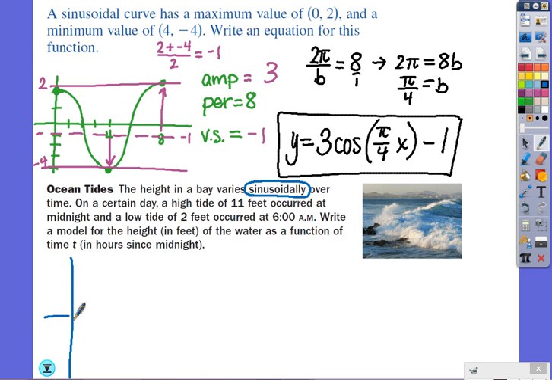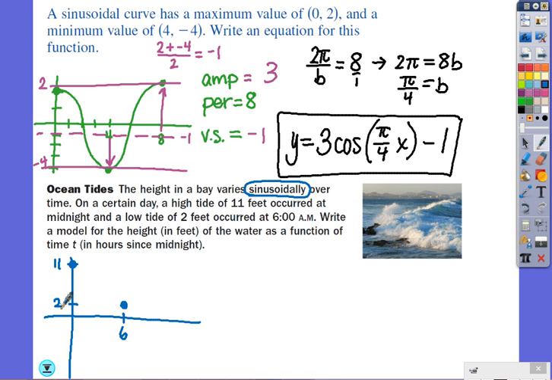And I suppose we could just have time in hours since midnight. So we'll just pretend at 0 that means midnight, and it was up at 11 feet. And the low tide was 2 feet at 6 a.m. That's 6 hours later.